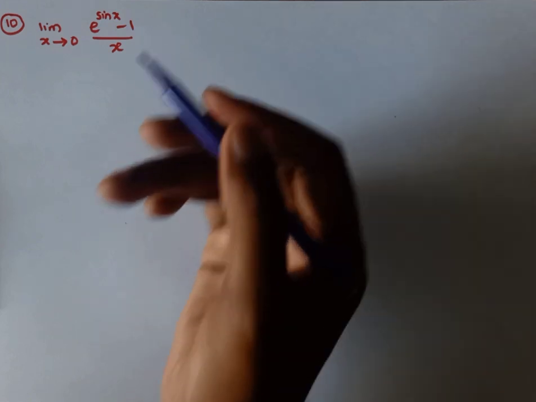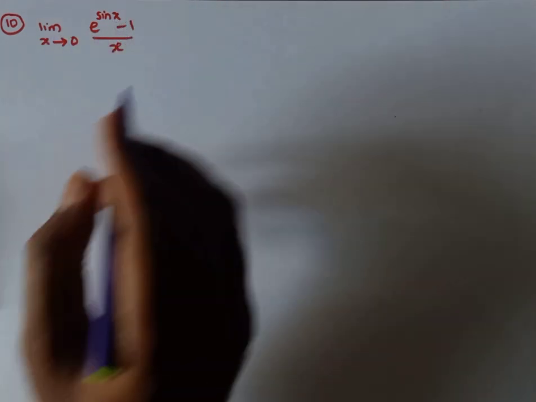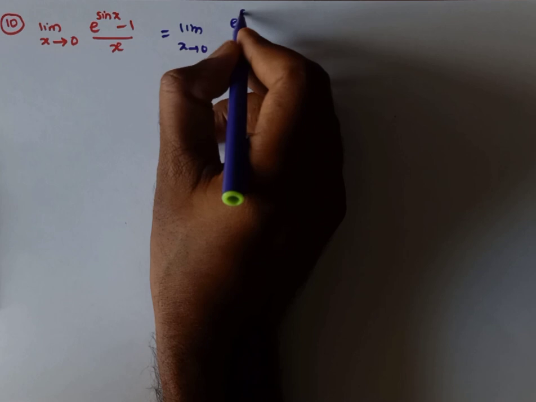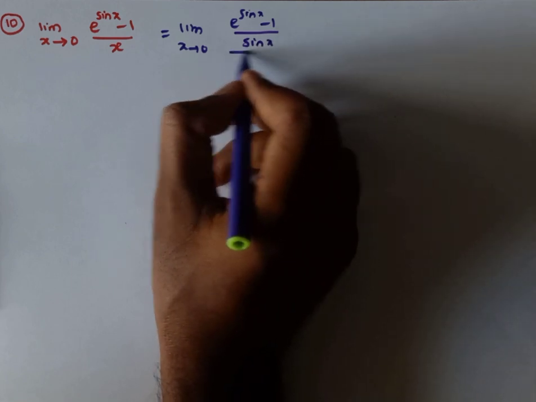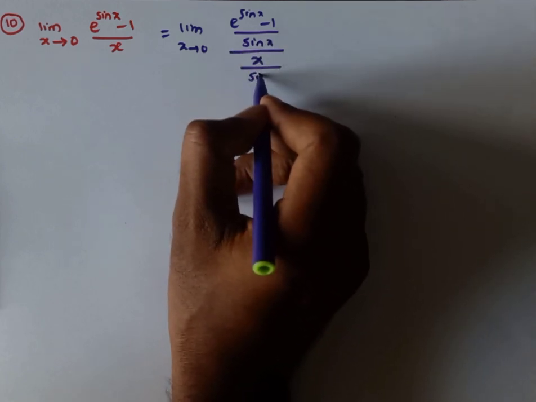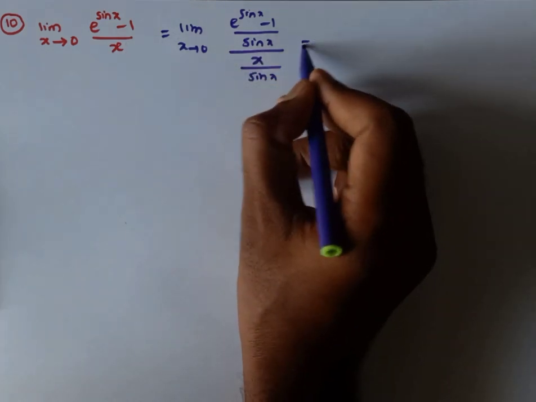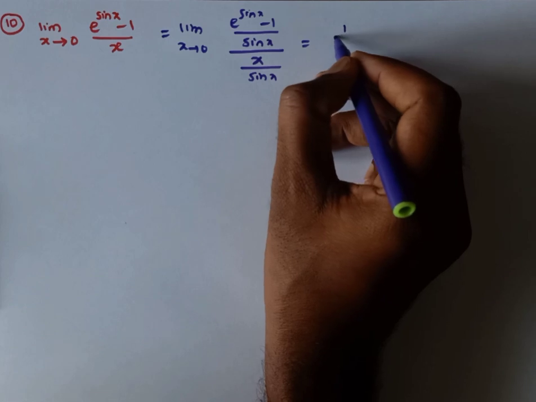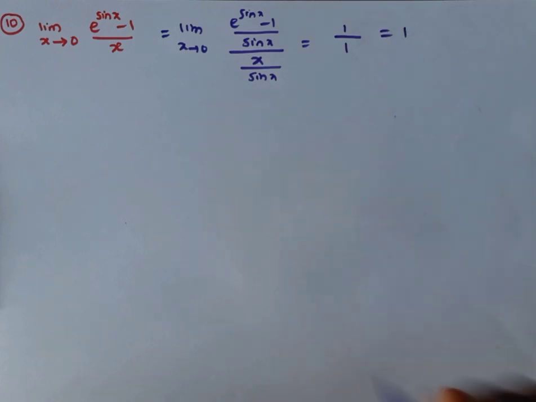So there is a chance to express (e power sin x minus 1) by sin x by dividing the numerator as well as the denominator with sin x. So limit x tends to 0, now it is ((e to the power of sin x minus 1) by sin x) whole divided by (x by sin x). If we cancel sin x, then the problem is as it is. Now limit x tends to 0, (e power sin x minus 1) by sin x is 1, and limit x tends to 0, x by sin x, or sin x by x, is also 1. So finally this is 1.